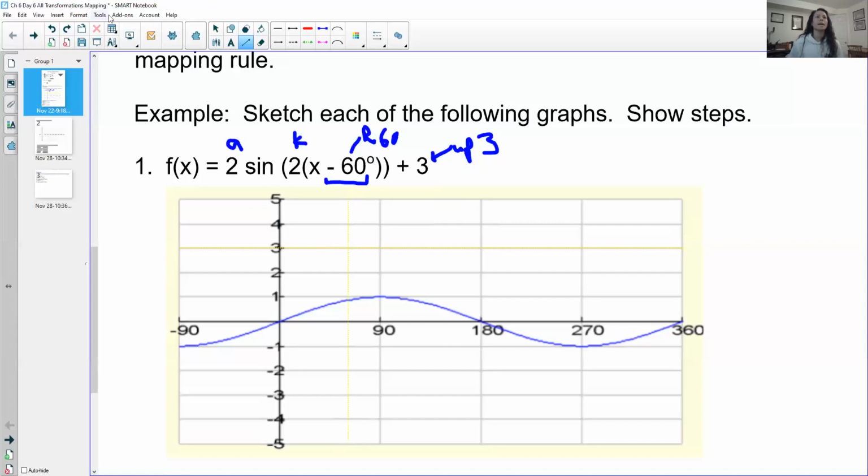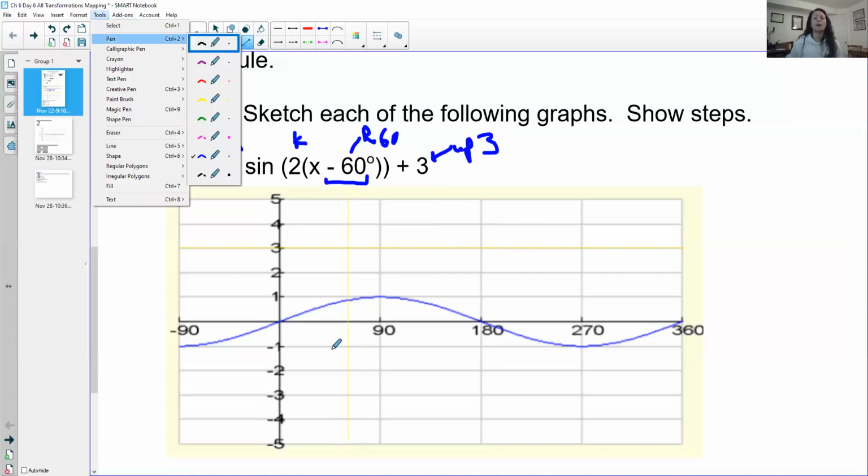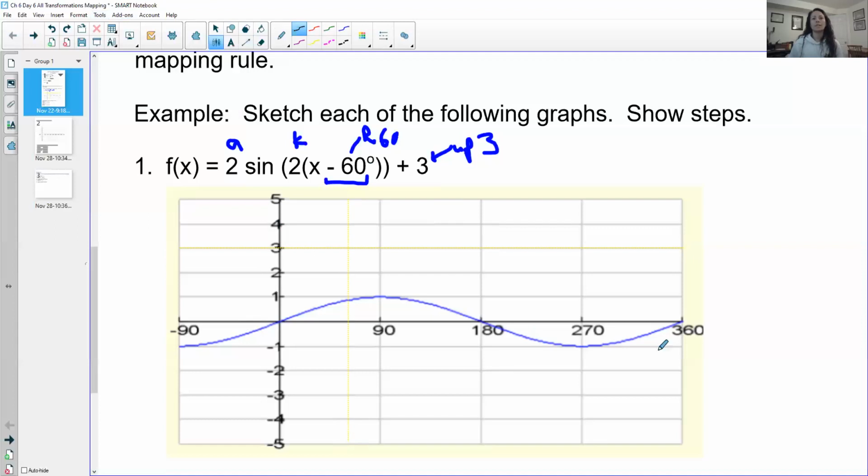All right, so now I'm going to get my tools. There's my pen. Okay, so they've already drawn the sine curve for us. We can stretch it or we can use our axes. So this is stretched by 2. So instead of 90 being an amplitude of 1, it would be an amplitude of 2. So I'm going to use my main points again.